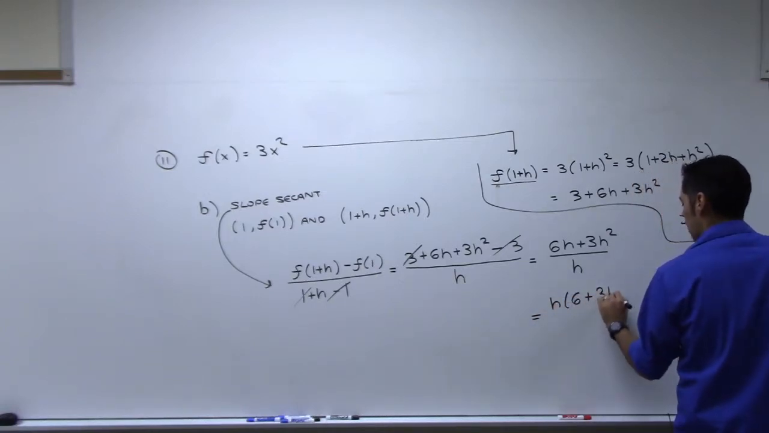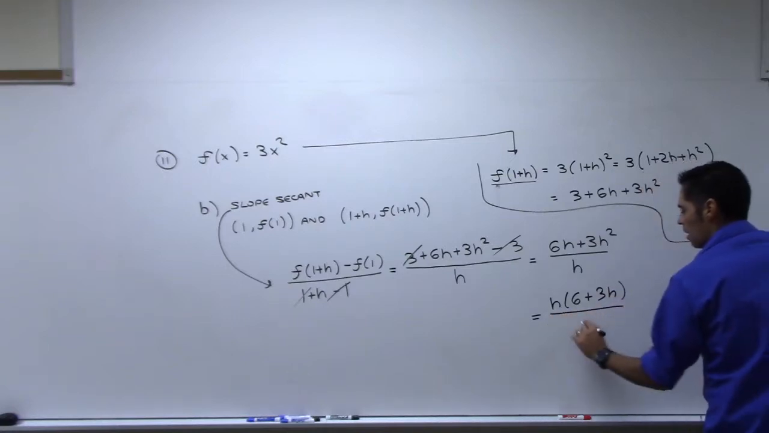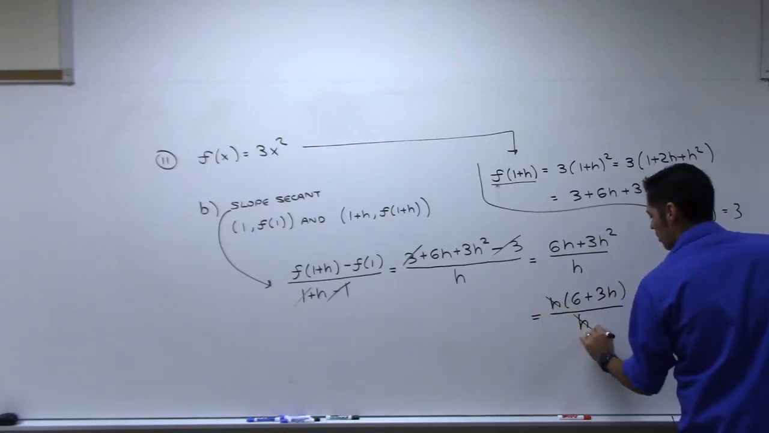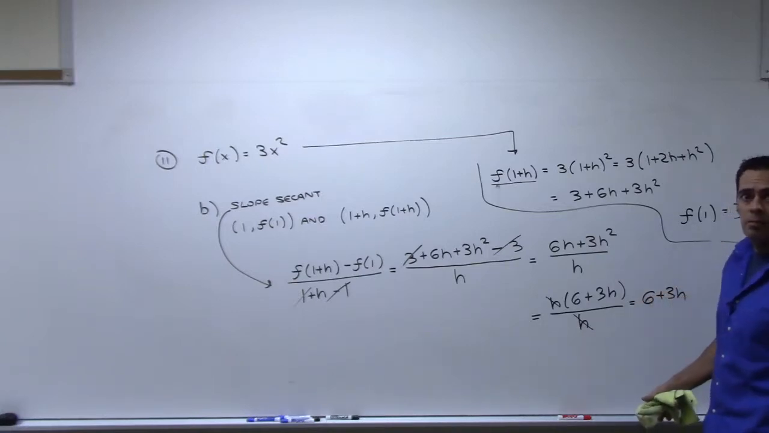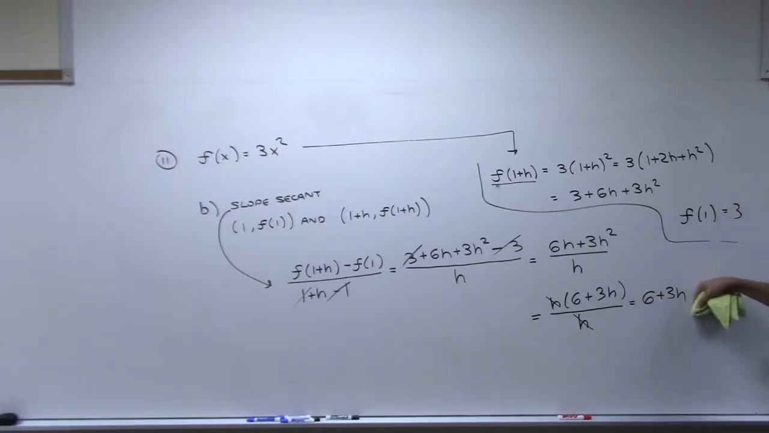This should look very familiar. Difference quotient, we had things like this happen. And then cancel the h's, and all we're left with is 6 plus 3h. And we are done. Let's make sure I'm on camera here. Yes. Okay, so the answer to this, part B, is 6 plus 3h.